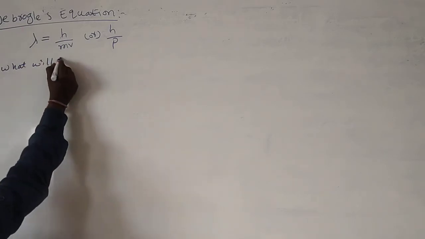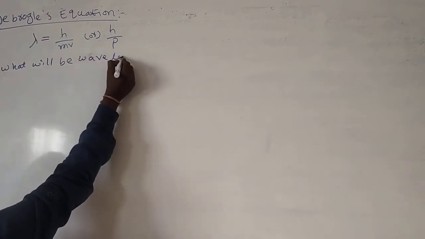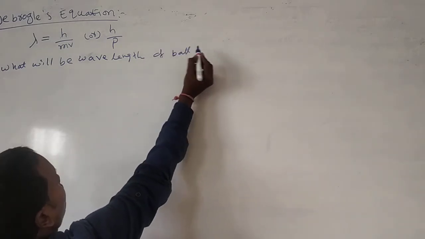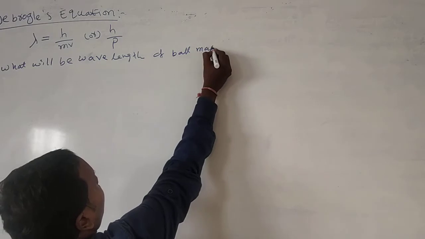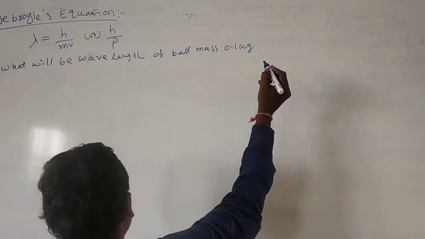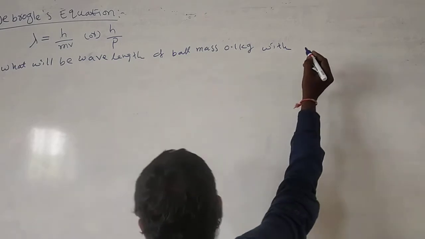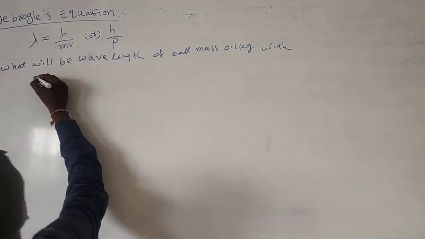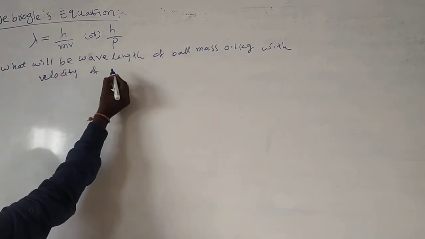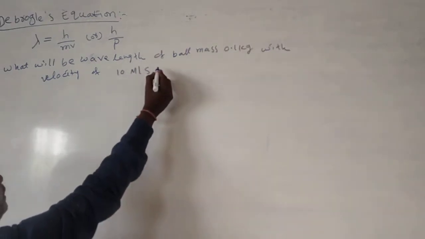What will be the wavelength of mass 0.1 kg with velocity of that object 10 meter per second. This is the problem.